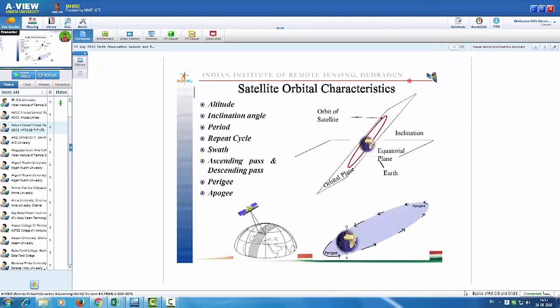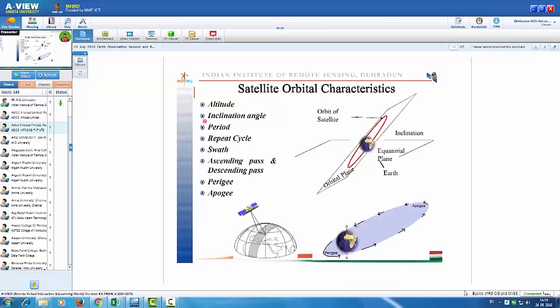Now coming to satellite orbital characteristics. These are the orbital characteristics of various satellites which are specified whenever a satellite is launched. Altitude is the height of that particular platform above the mean sea level of the Earth's surface. Altitude is one of the important factors. Let me tell you, if the altitude is larger, the spatial resolution is also affected. I'm going to tell you how spatial resolution is affected in upcoming slides.